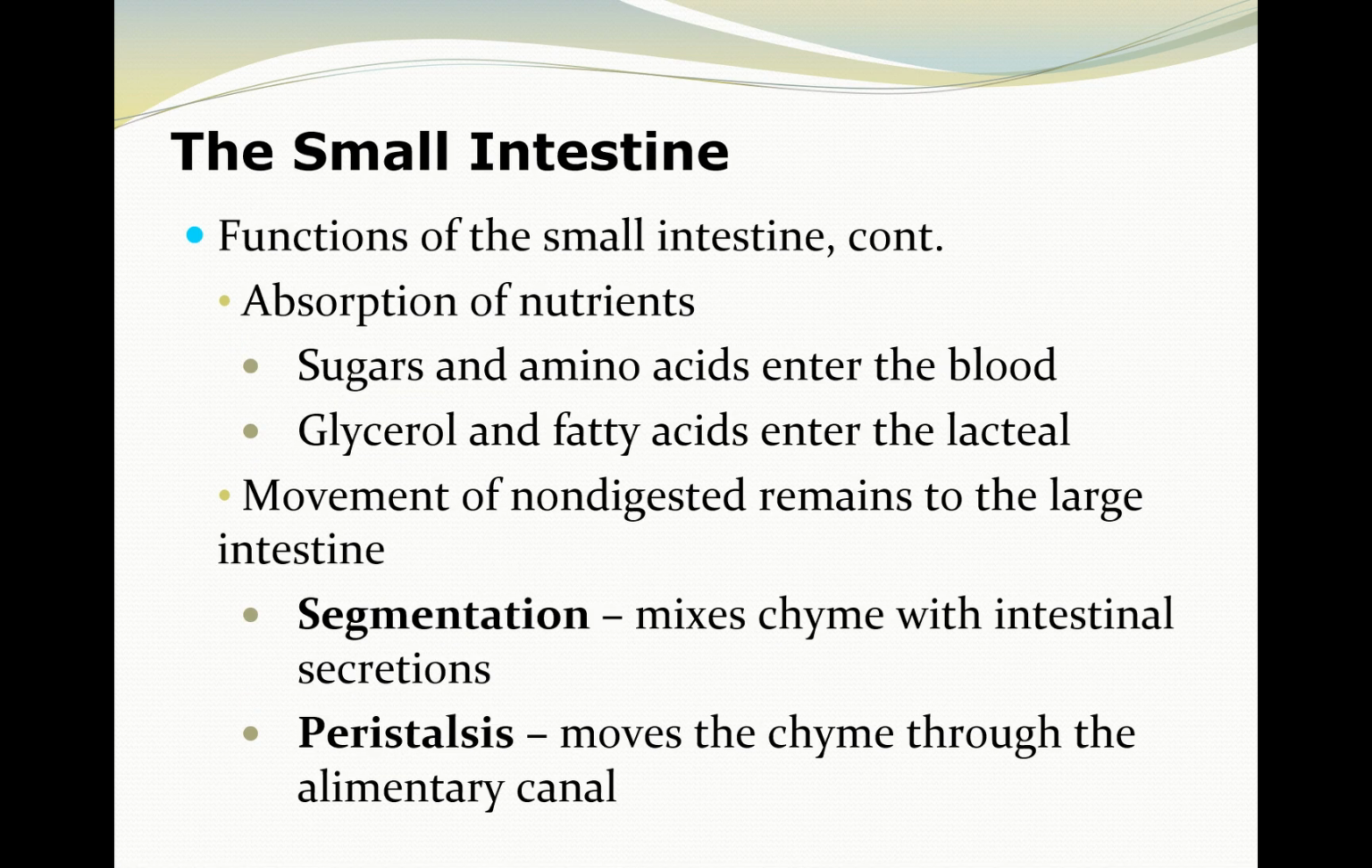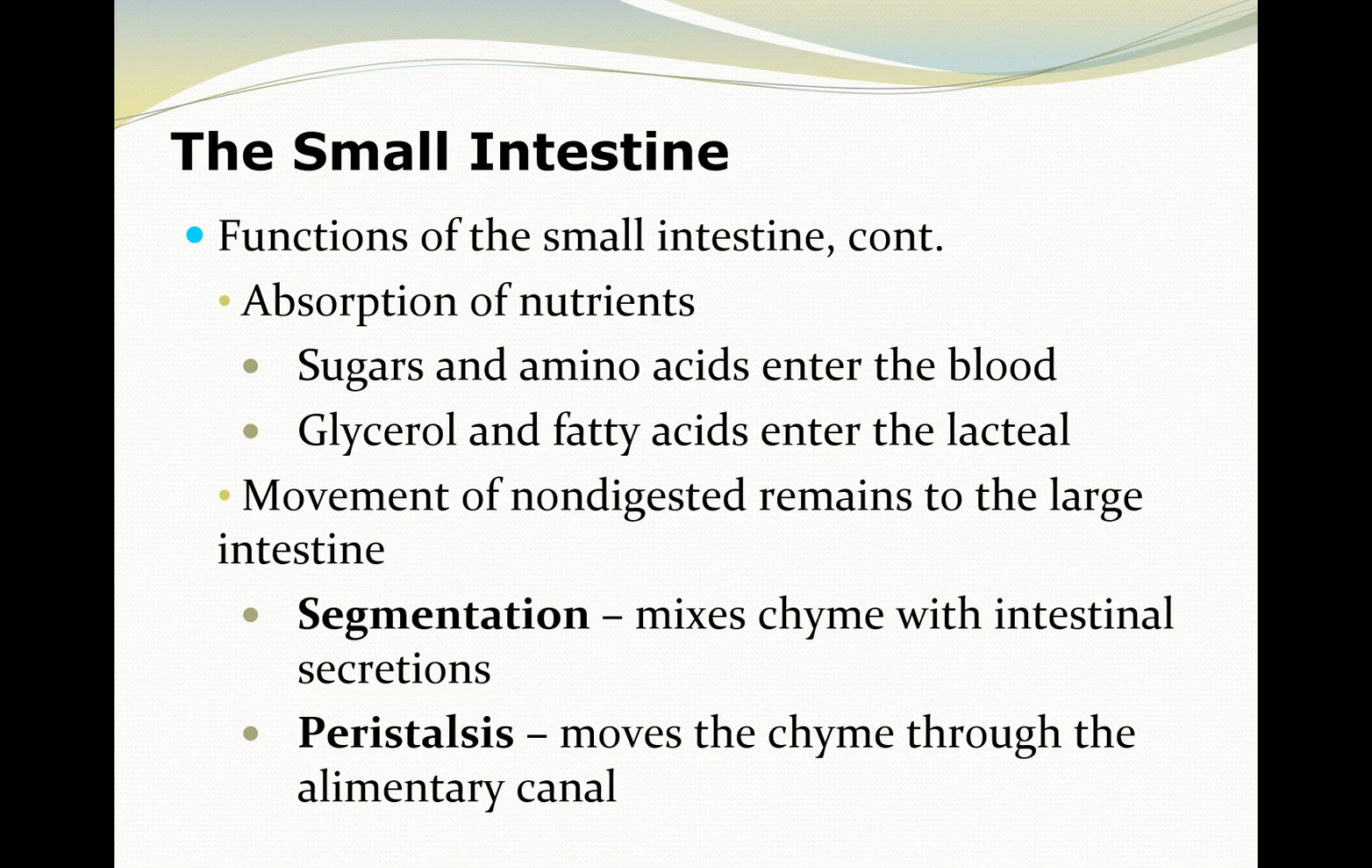The small intestine will absorb nutrients such as sugars and amino acids, and absorption is when they actually enter the blood. So sugars and amino acids will directly enter the blood, and then glycerol and fatty acids will enter the lacteal duct first, going through the lymphatic system before they are put into the bloodstream. Movement of non-digested remains goes to the large intestine.